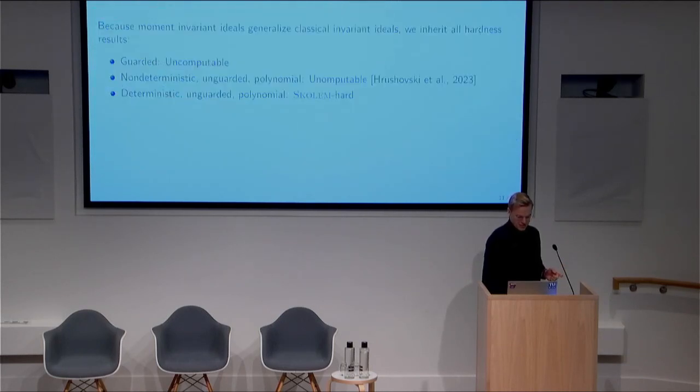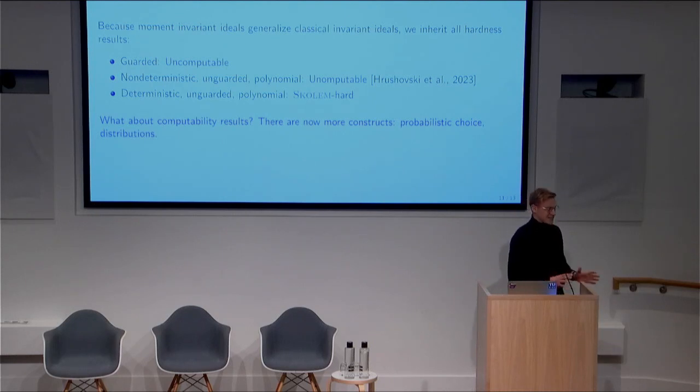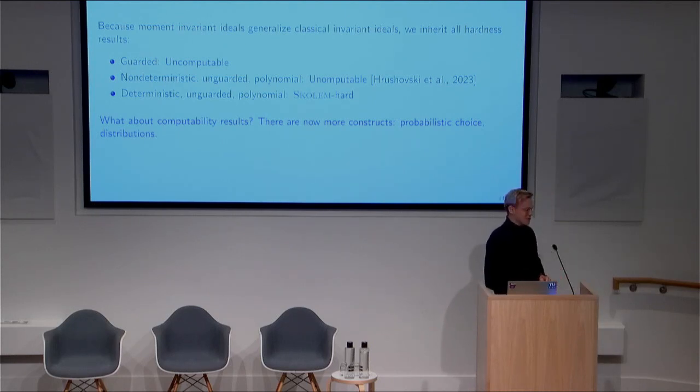For moment invariant ideals using probabilities, we have this Skolem-hardness result, but a very loose conjecture of mine would be that computing moment invariant ideals is still undecidable. Interestingly, there are undecidability proofs that rely on non-determinism, and if you replace them with uniform probabilistic choice, the proof still goes through. But for moment invariant ideals, there is one proof from last year that uses non-determinism. If you replace it by probabilistic choice, it doesn't go through anymore. There is a discussion in the paper if you want an open problem to work on.